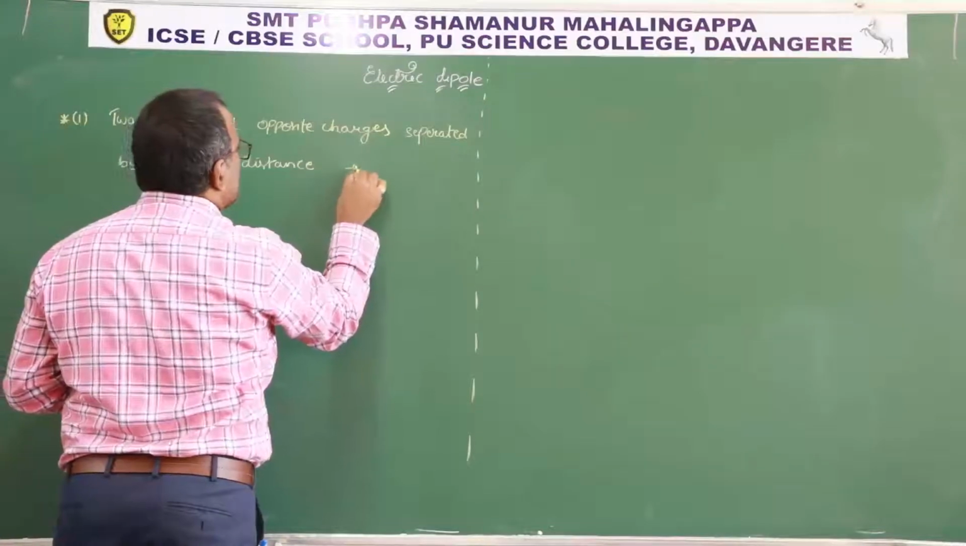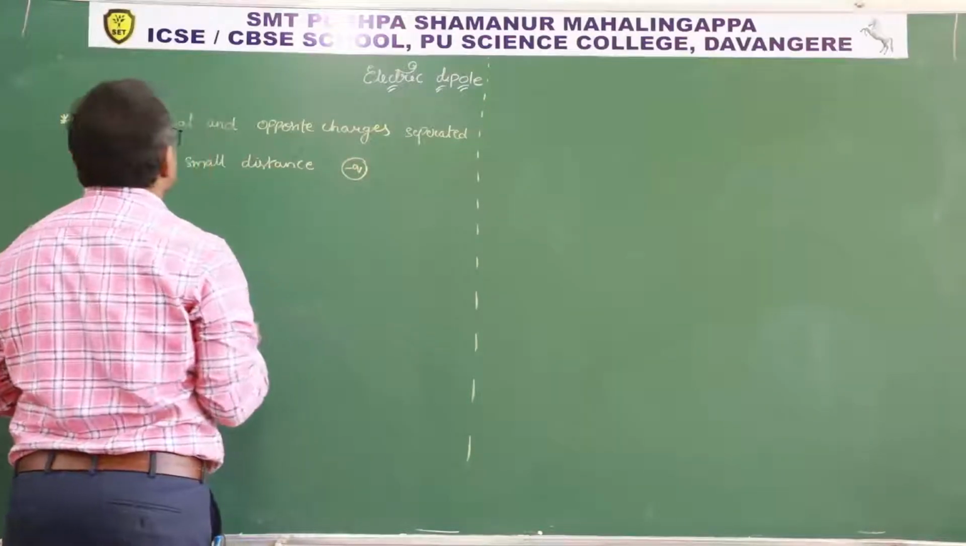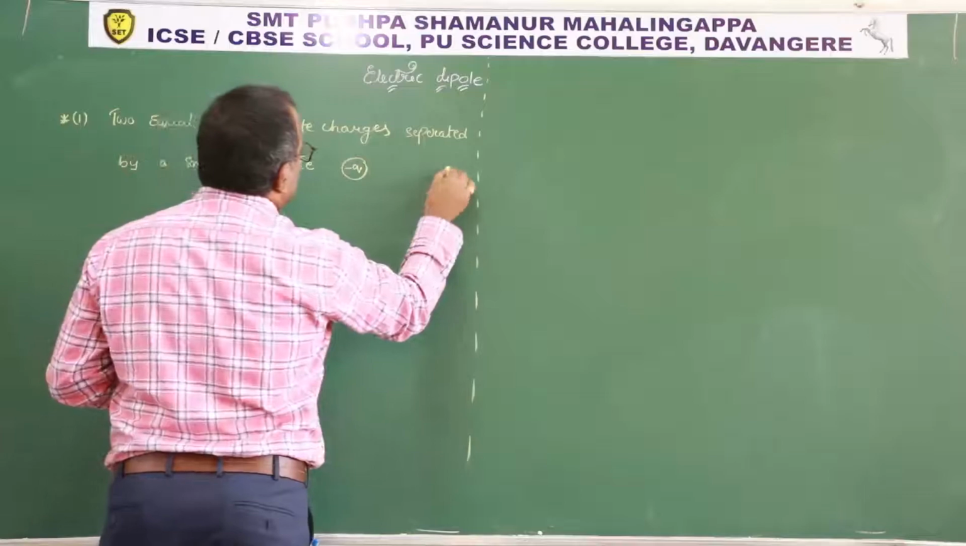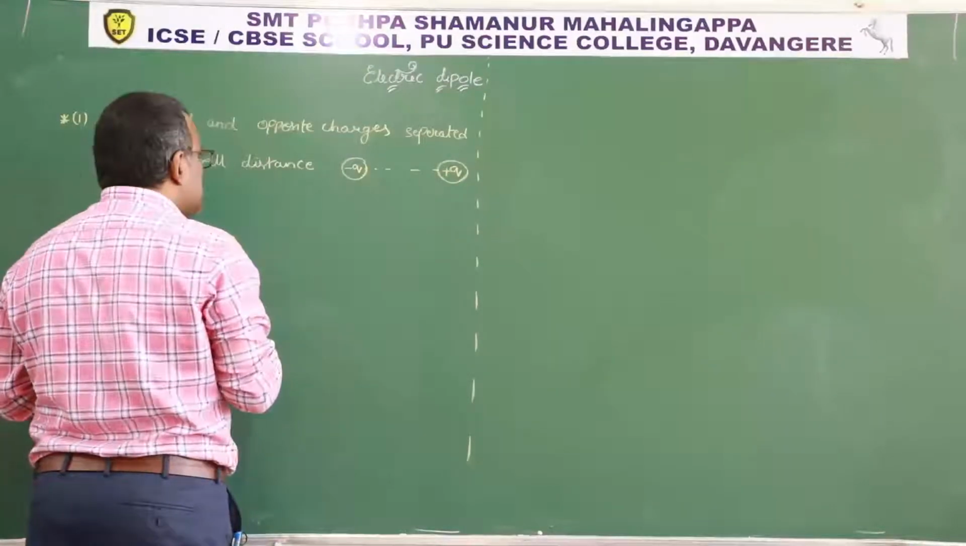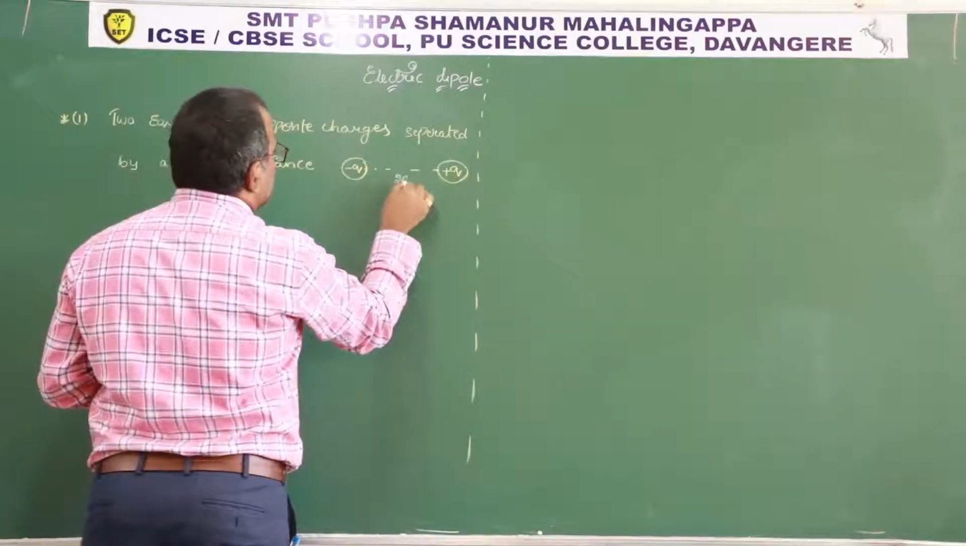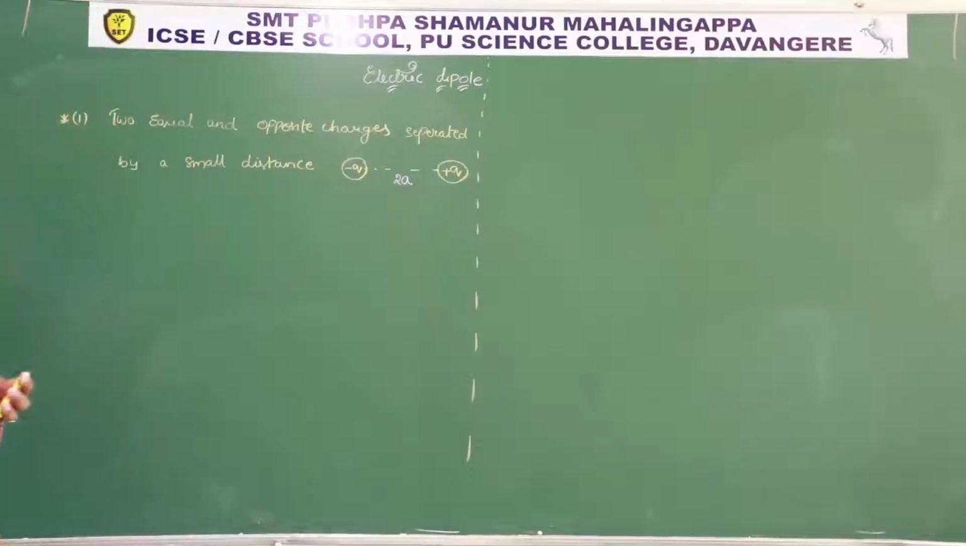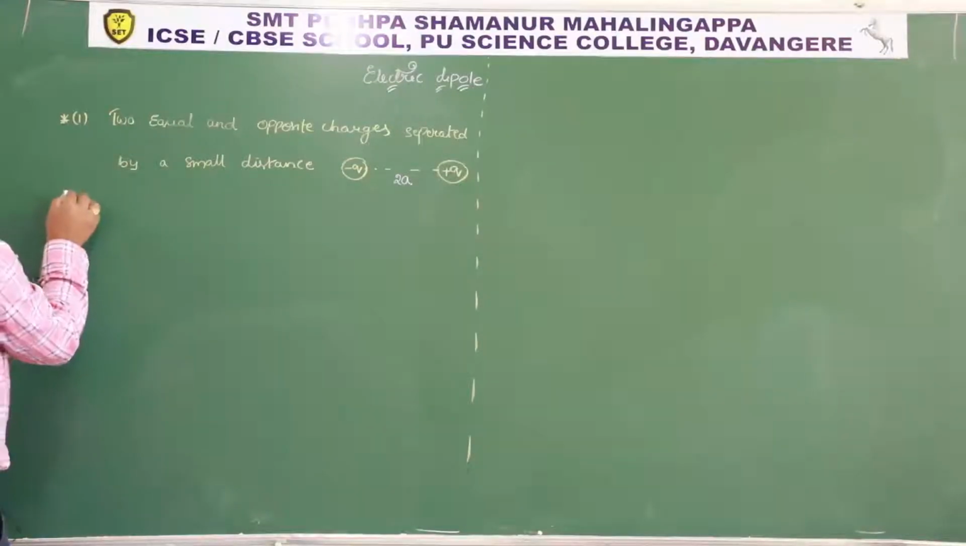That is minus q, plus q separated by a small distance. For better understanding, we are taking 2a. Clear? Now, point number 2.